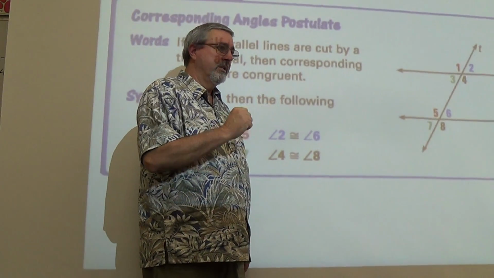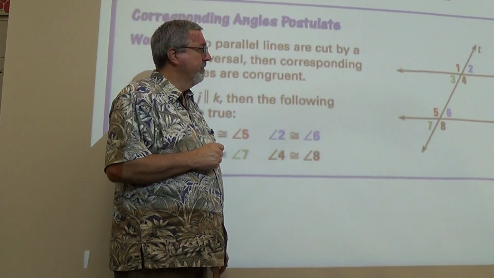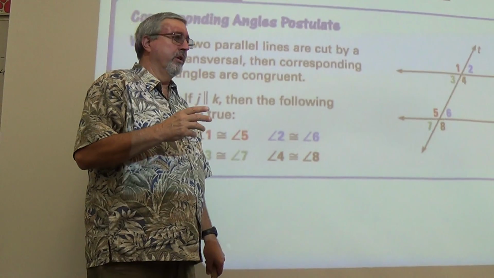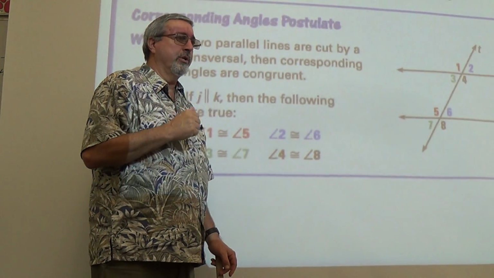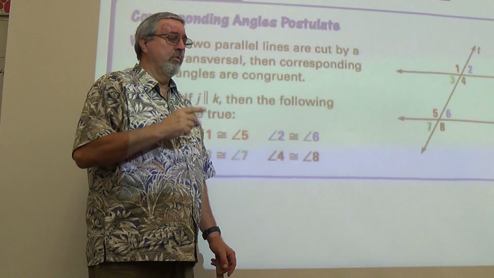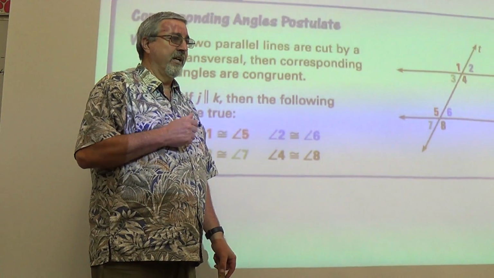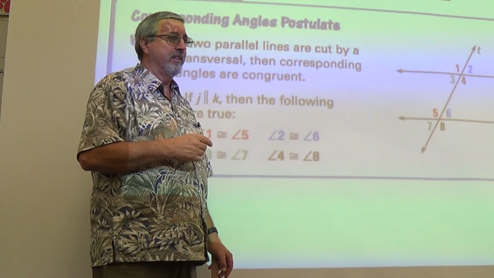David, did you have a question? Yeah, wouldn't 1 and 4 be congruent? 1 and 4 are going to be congruent, but not because they're corresponding. What is that called? We'll talk about that in just a minute. I don't want to get too far ahead. We're going to get to that though.